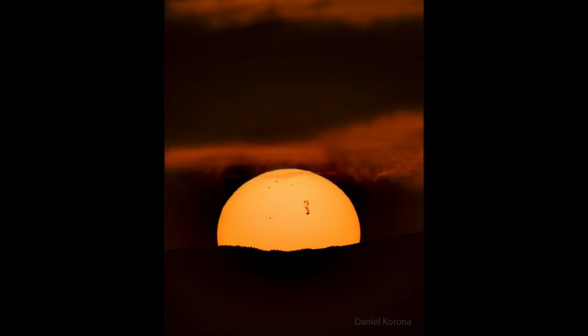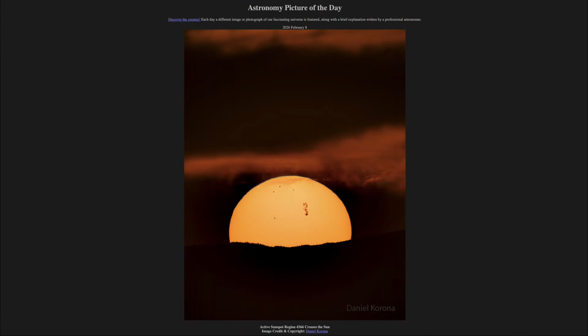However, this is now rotating and moving off towards the limb of the sun, no longer pointing in Earth's direction, and the question will be whether it survives a full solar rotation, which means we have about 2 weeks to wait for it to pass around the far side of the sun and then come back. Sunspots can last a few weeks to a month or more, so it's possible that we will be able to see this same sunspot region again in a few weeks, and we will watch to see what it does that time. So that was our picture of the day, titled Active Sunspot Region 4366 Crosses the Sun.